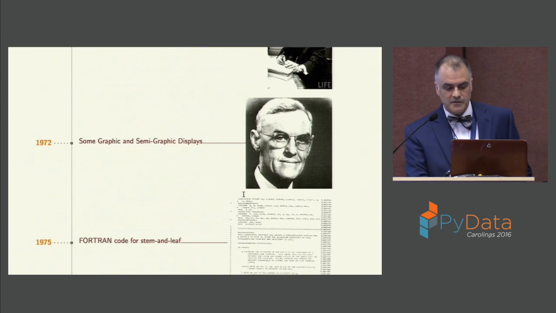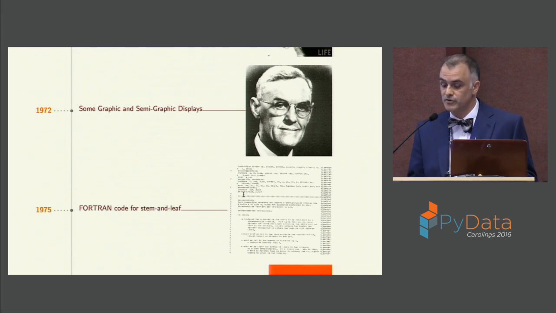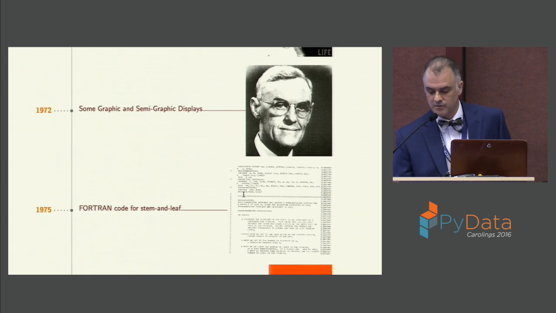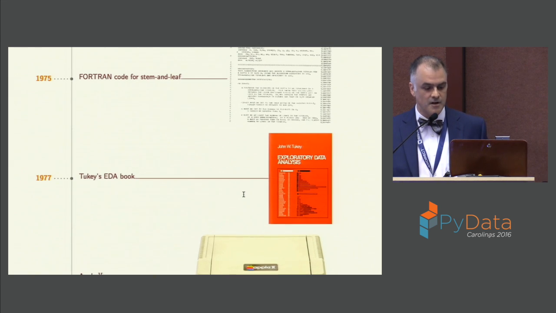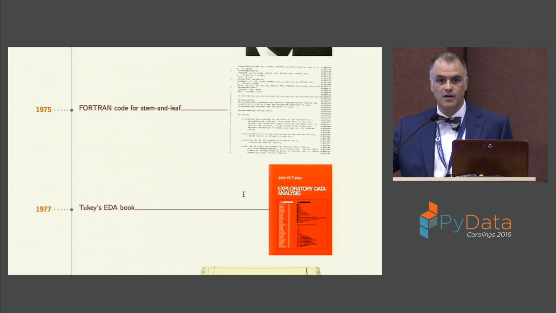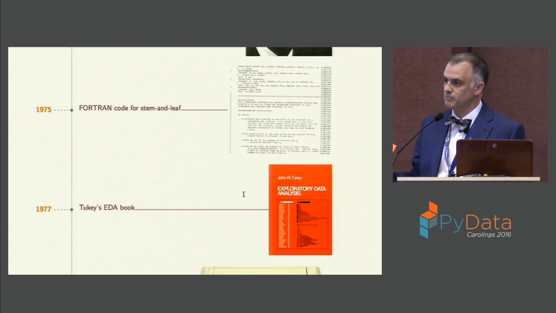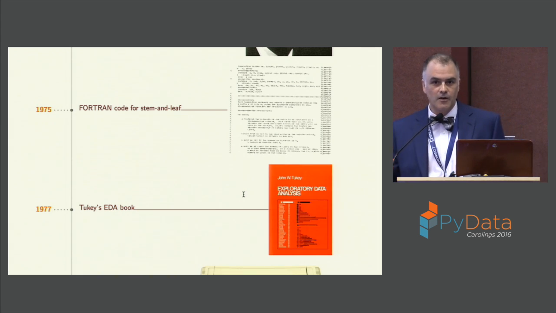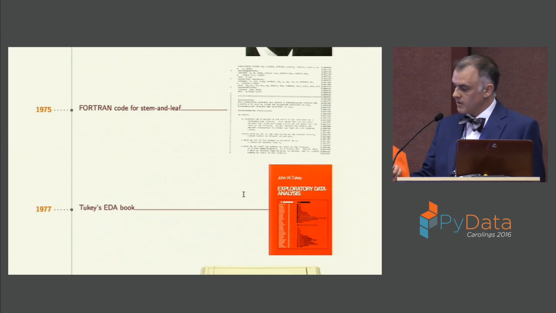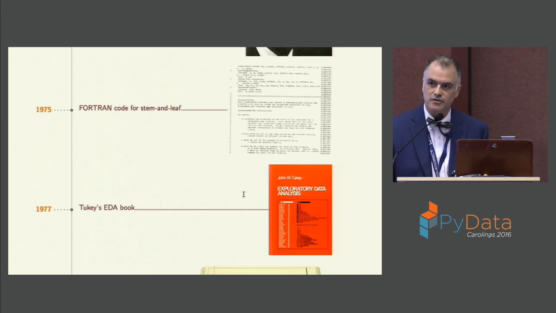And of course, in 1975, Hoagland, a colleague of his, wrote some Fortran code to be able to generate the stem and leaf plot. But really, this is the book in 1977 that he ended up publishing with the stem and leaf plot, and it also covers the box plot. So again, this is kind of one of those very important books in the history of statistical graphs as far as that is concerned. But there was a danger lurking.